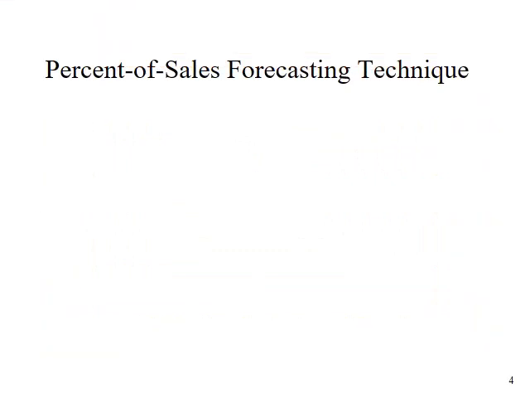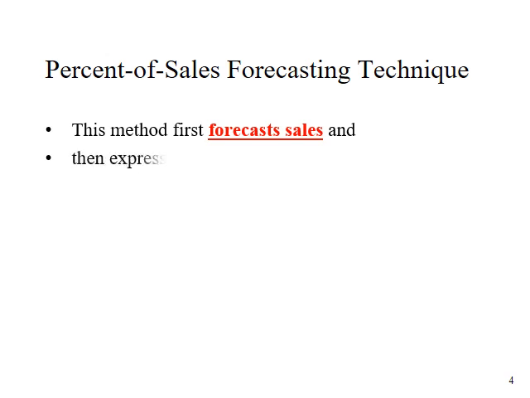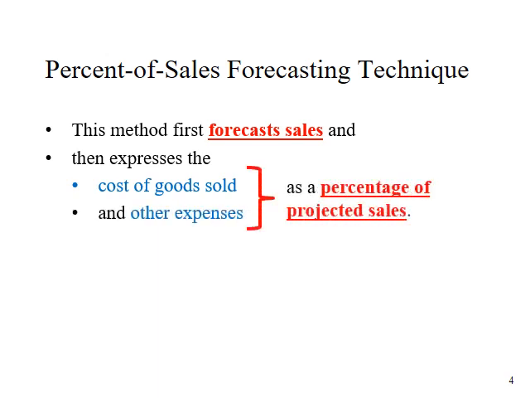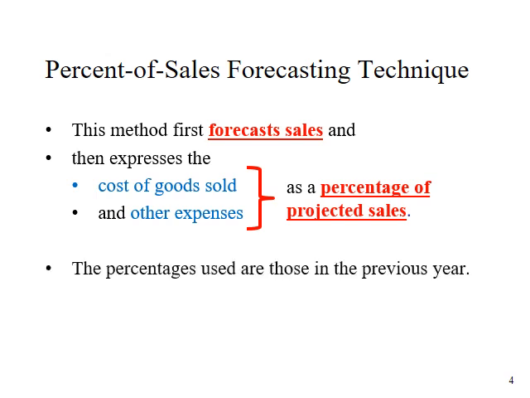Percentage of sales forecasting technique. This method first forecasts sales and then expresses the cost of goods sold and other expenses as a percentage of projected sales. The percentages used are those in the previous year.